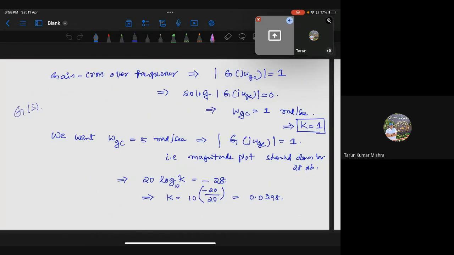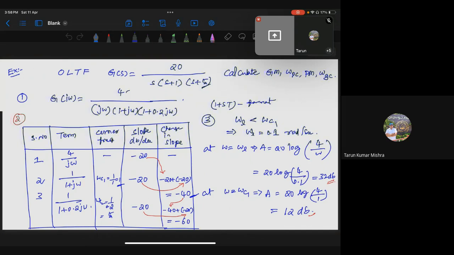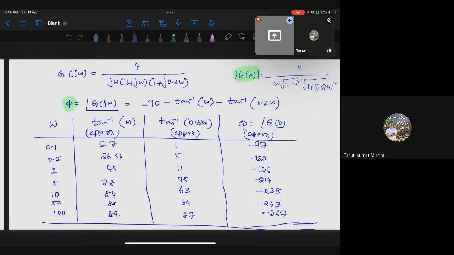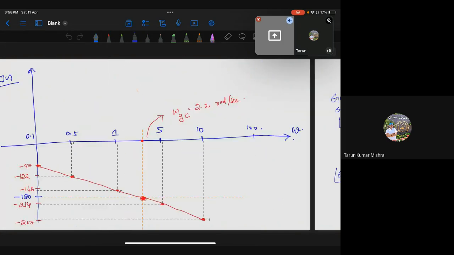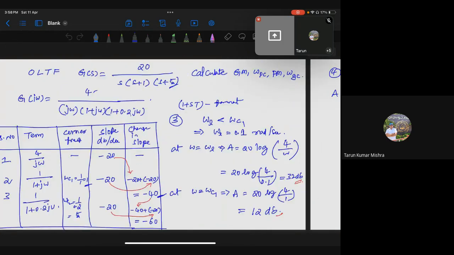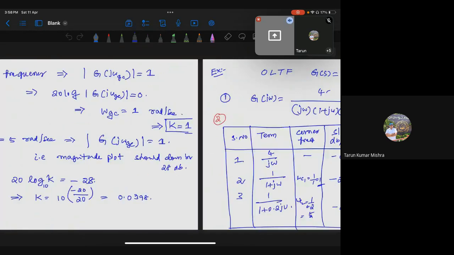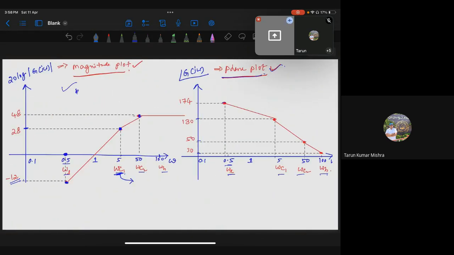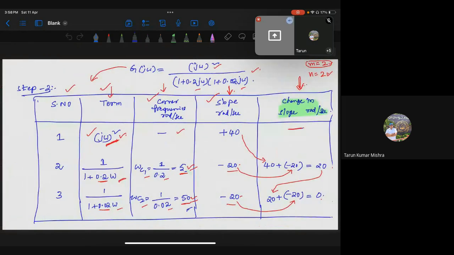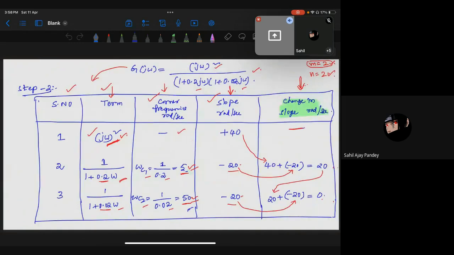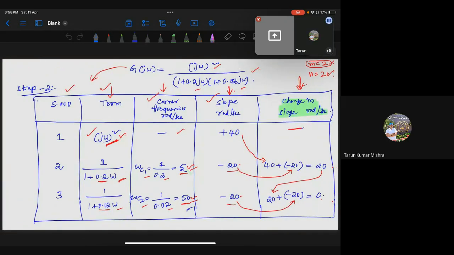Any doubts or queries? We have another example also. You can solve this. I'll give you the handwritten notes. Is there any doubt in this example? Anyone? Any doubt? PM and GM over here, yes, I understand. If you don't have any doubts here, then we'll go to that topic.